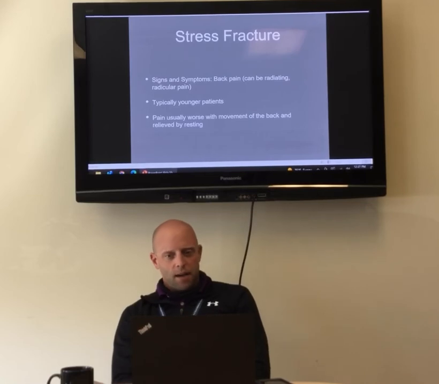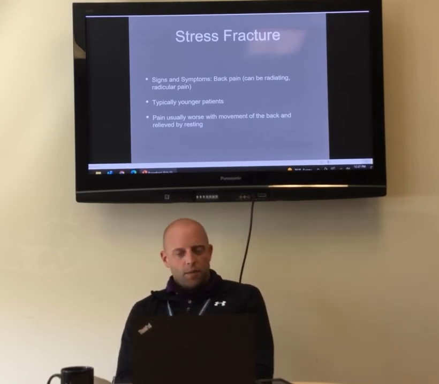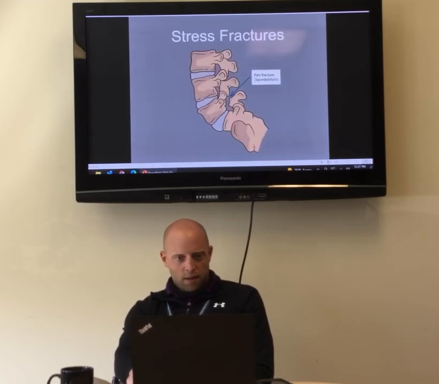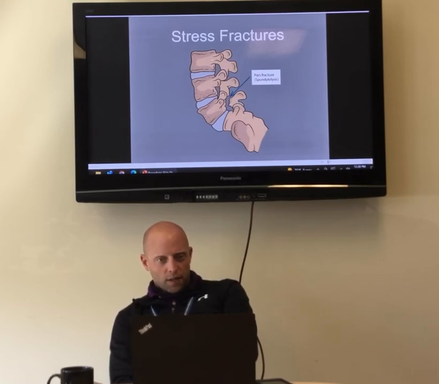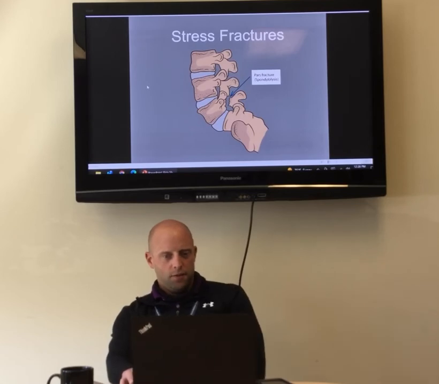Signs and symptoms of this: back pain that can be radiating again. It can be in proximity to those nerve roots, causing radicular pain, typically in younger patients. The pain is usually worse with movement and relieved with rest. Where we most commonly see this is the pars. If you're looking at this bone here, you have an articular surface up here that connects with this joint, and one down here that connects with this joint. This piece right in here is the thinnest part of that bone, called the pars interarticularis, and that's where you can get that break, that stress fracture.